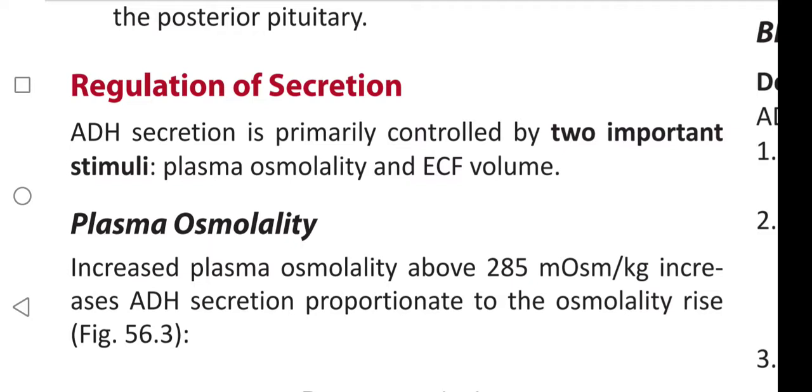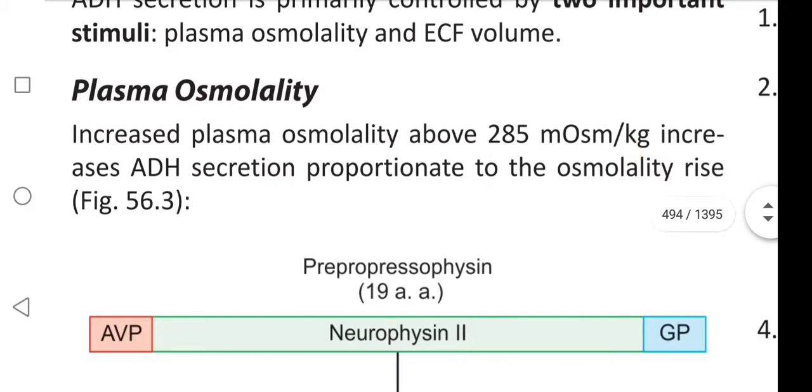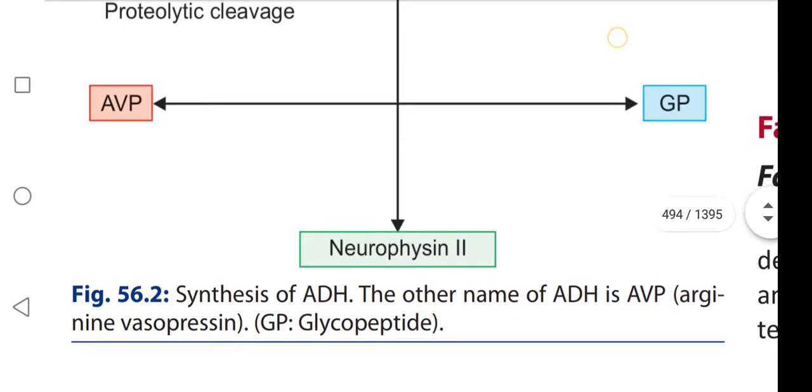ADH secretion is primarily controlled by how many important stimuli, and what are they? There are two important stimuli and they are plasma osmolality and extracellular fluid volume. Okay. Coming to the plasma osmolality. Increase in plasma osmolality above 285 milliosmolality per kg increases antidiuretic hormone secretion proportionate to the osmolality rise.